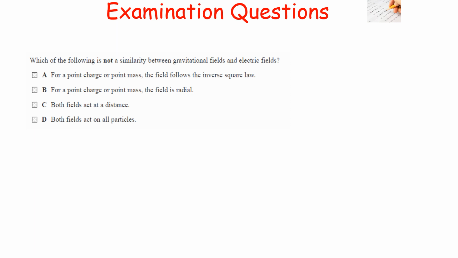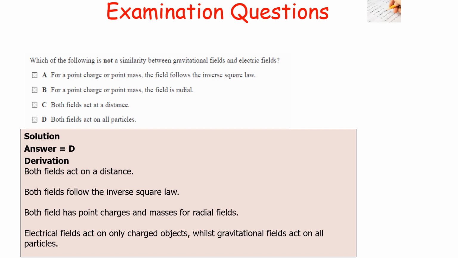Right, in this one again it's just a fact. The answer here is D, because both fields act at a distance, so they follow the inverse square law. Both fields have point charges and point masses for radial fields. That's just an assumption that we make in physics. And electrical fields act only on charged particles, while gravitational fields act on all massive particles. So therefore the answer, which is not a similarity, is D.